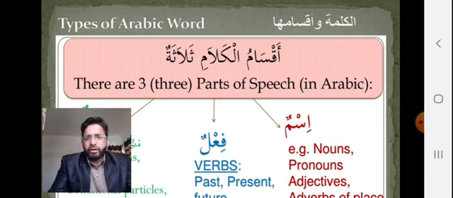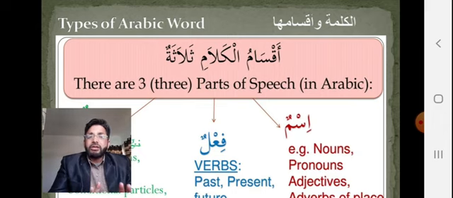Kalima, as I told you, gives some meaning. We can utter a noun. Suppose I say kitabun. I can also say he is working, huwa ya'mal. So now it's a verb, but it gave a meaning. I can say ala, which means on. It has a slight connotation. So these all are the forms of a kalam or kalima.